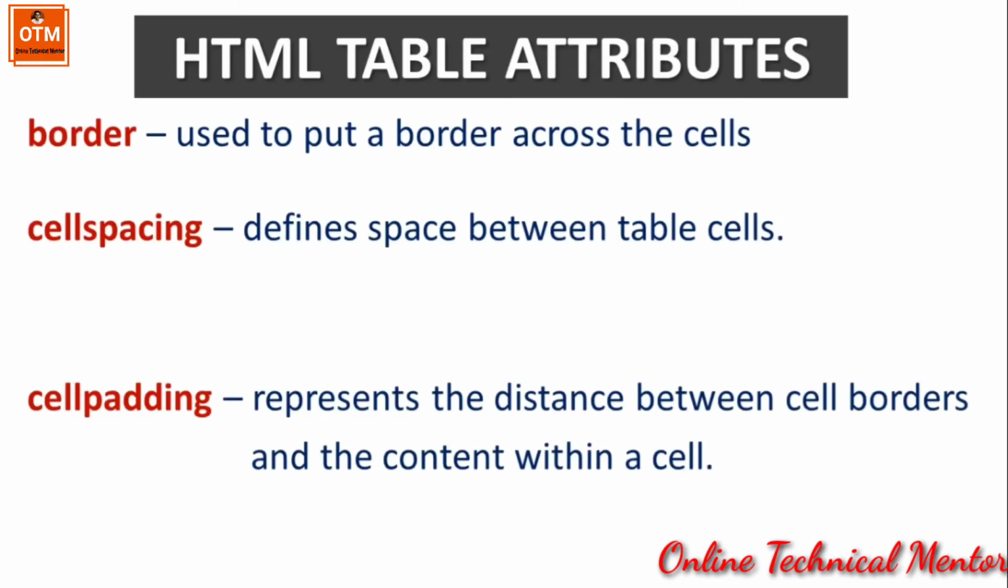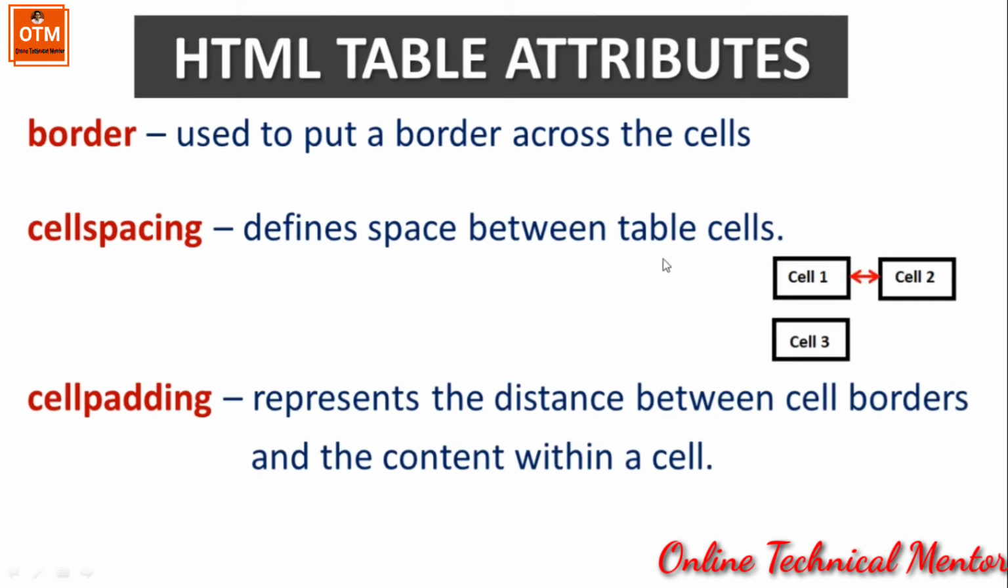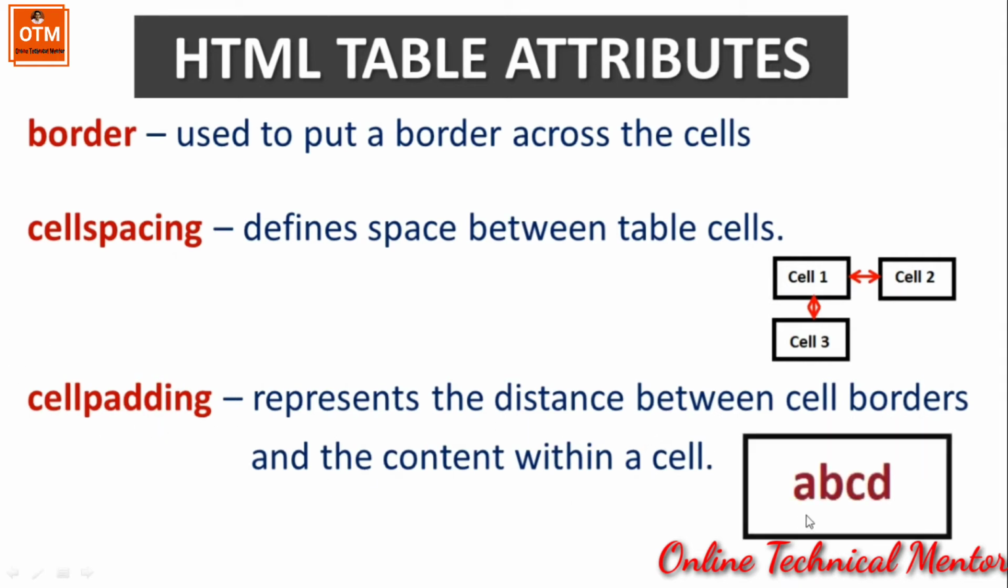Now the next attributes are cell spacing and cell padding. They are very important for the table tag. Cell spacing defines space between table cells. Look at the diagram. The space in between these two cells, whether horizontal or vertical, is called cell spacing. So you can readjust the space with this cell spacing attribute. And cell padding represents the distance between the cell border and the content within a cell. Look at the diagram. So this content of the cell, ABCD, is placed at some distance from the cell wall. This can be adjusted by using the cell padding attribute.